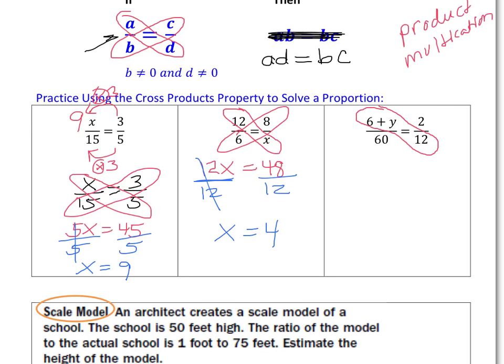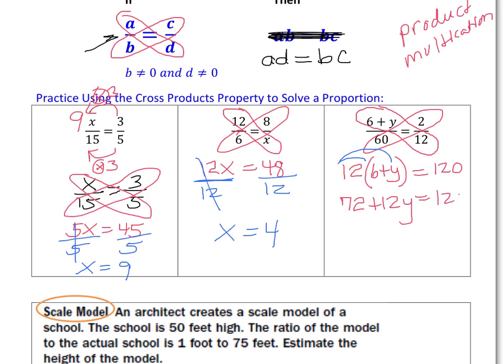And finally, on this last example, if you have an expression up here in the numerator, something more than just a number or a variable, remember when you cross multiply, that 12 is multiplying the entire sum of 6 and y. So we have to put that sum in parentheses. And 6 times 2 is 120. In this case, then, we're going to have to use the distributive property. 12 times 6 is 72. 12 times y is 12y equals 120.